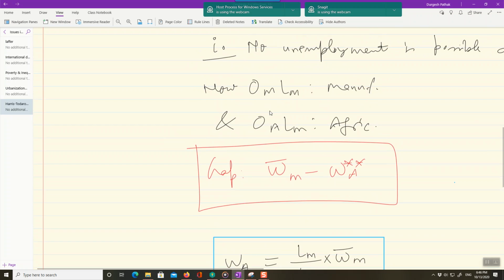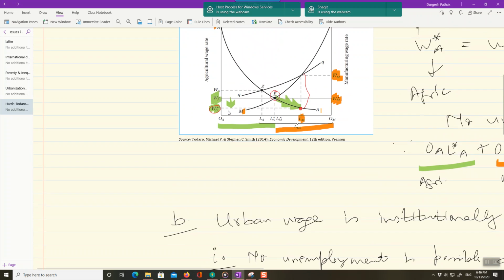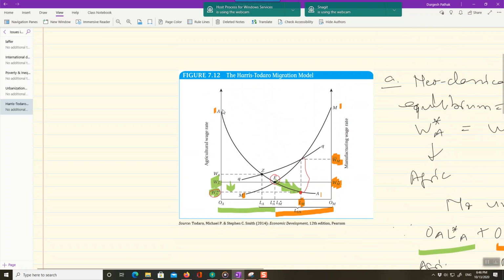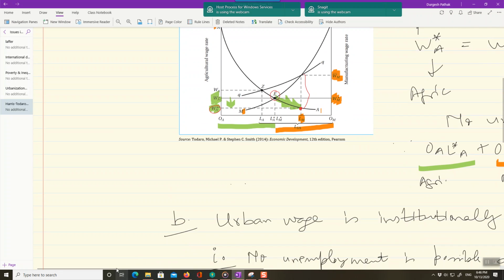So now let's see what happens in the model. If people are migrating, then what will happen? Let me just adjust this. Come on.